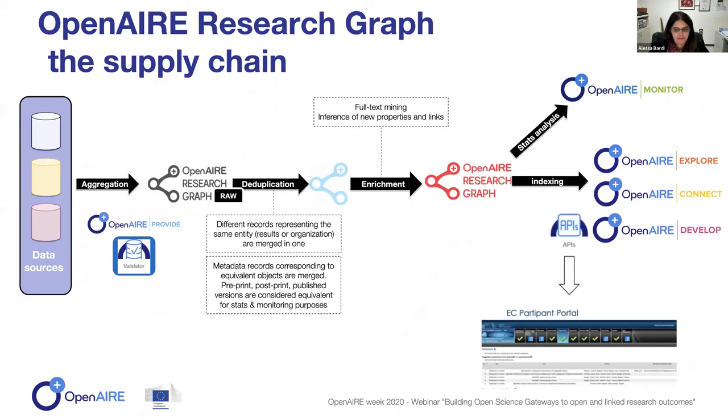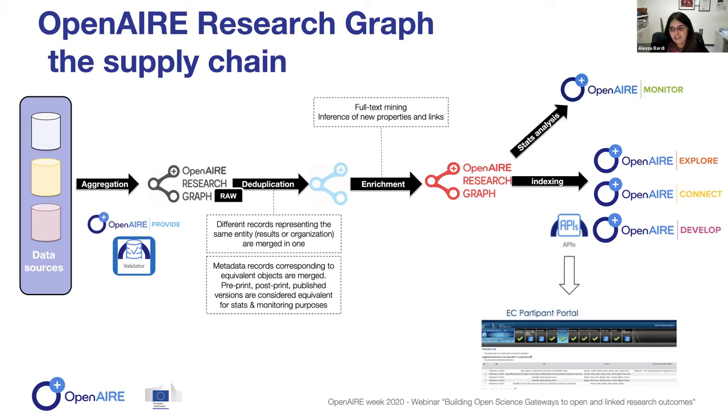So what do we do with this massive metadata records that we collect? We collect the metadata and then we try to find the duplicates, because different records that represent the same result, the same entity, need to be merged into one. So we try to find the duplicates, we merge them into one so that we can provide useful statistics at the end of the chain, as we will see. We collect the full text and we apply full text mining to enrich the information we already have. We also apply other techniques that exploit the information we have in the metadata in order to infer new properties and links, so that we obtain the OpenAIRE research graph, which is then analyzed for the generation of statistics and is made available in an index that serves our portals.